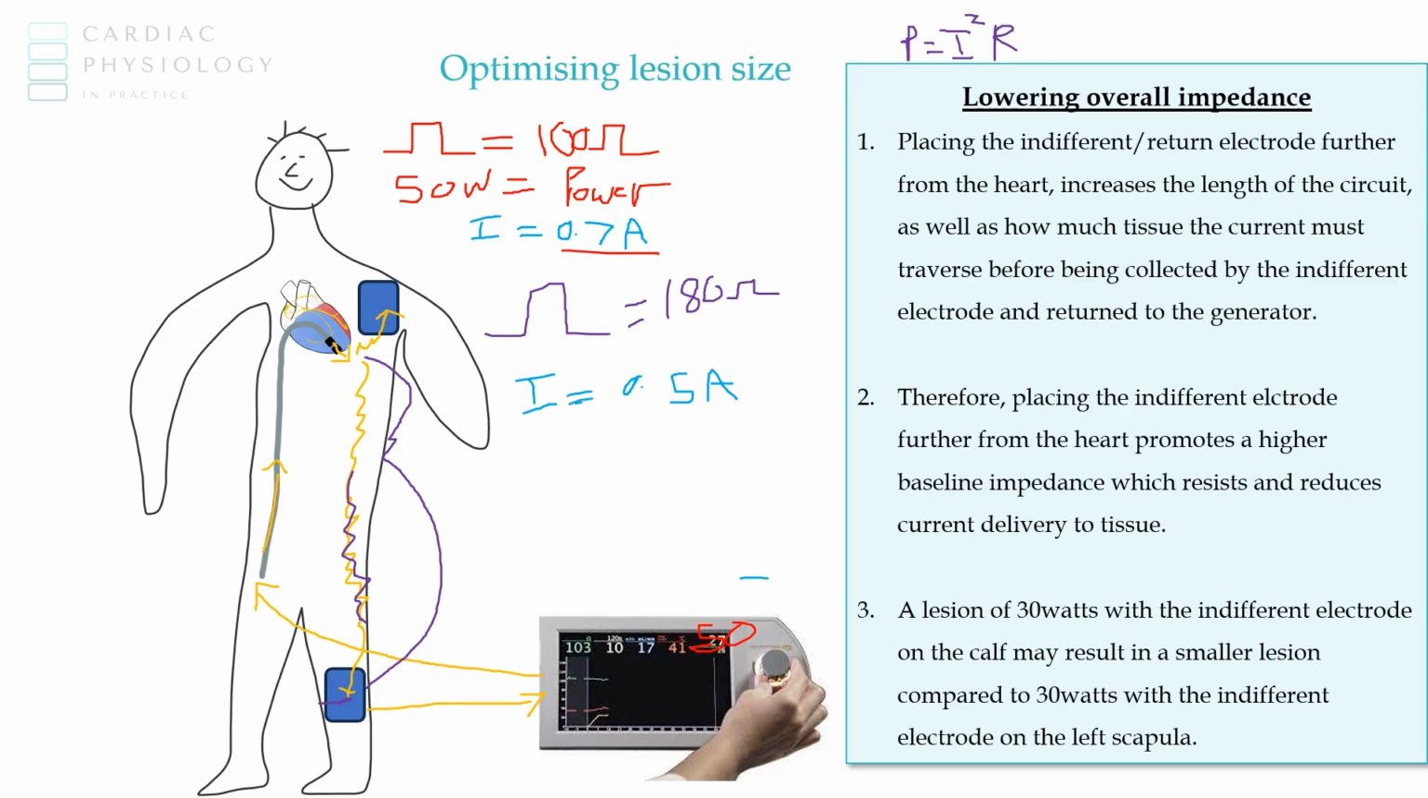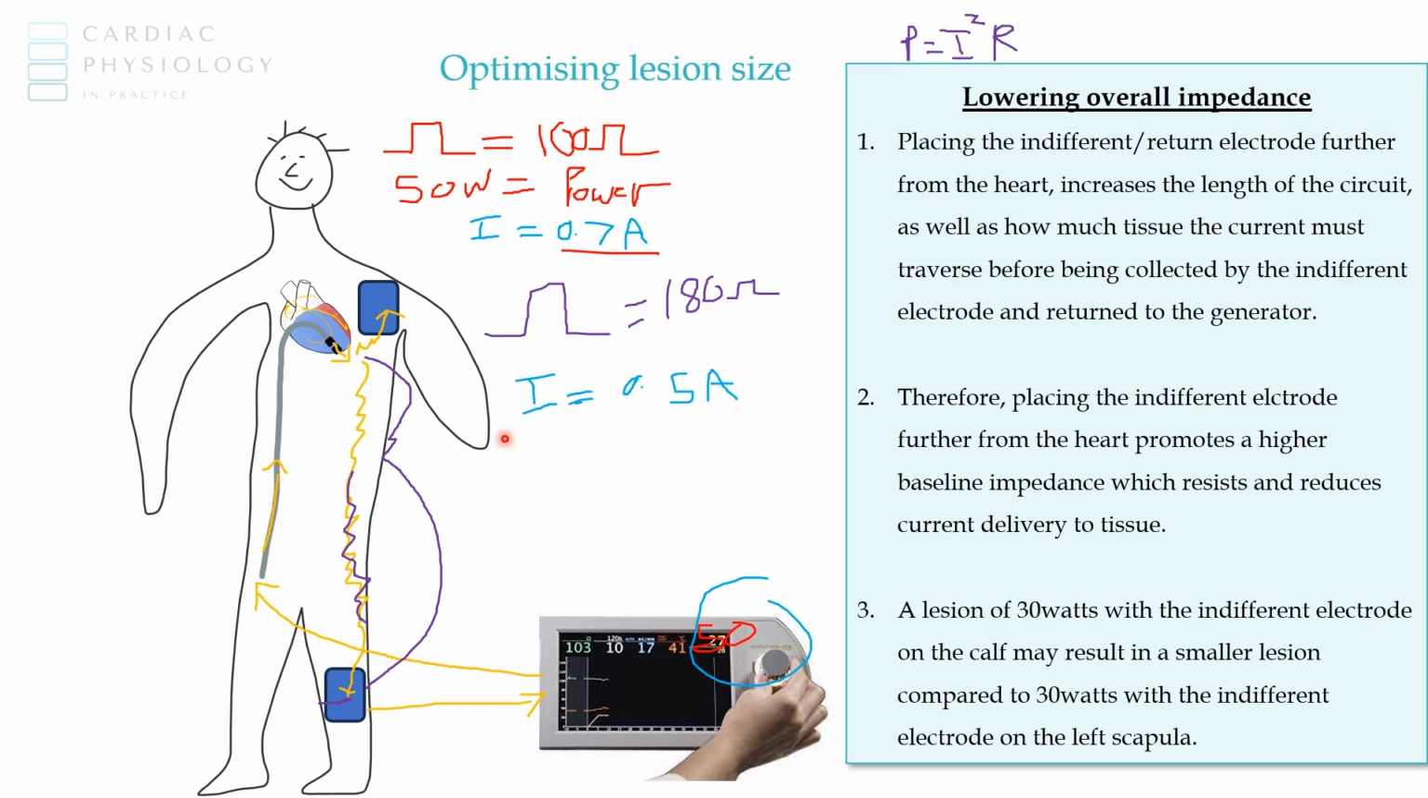We still have the same power settings, 50 watts. The only thing that has changed, we have the same generator, we have the same ablation catheter. The only thing that has changed is the location of the indifferent electrode. And that means that resistance is now higher, and so current delivery is lower.